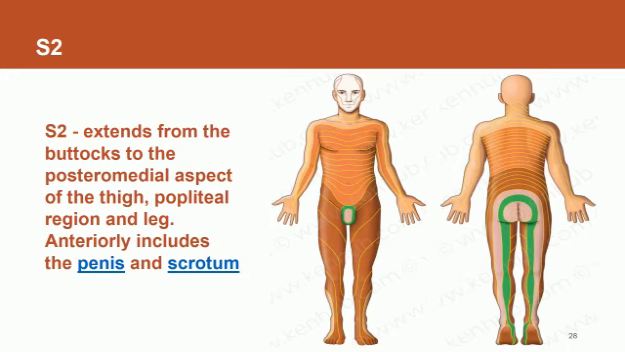S2 extends from the buttocks to the posteromedial aspect of the thigh, popliteal region and leg. Basically, the whole of the posterior aspect of the thigh, knee and leg is supplied by S2, and anteriorly the penis and scrotum is supplied by S2.